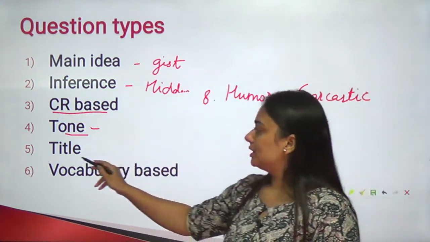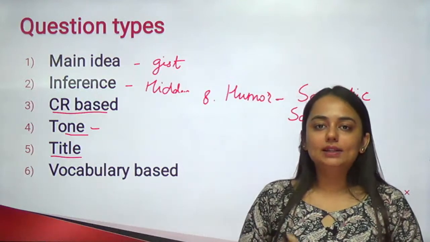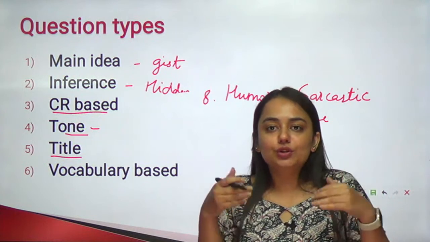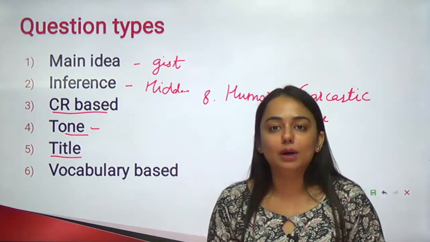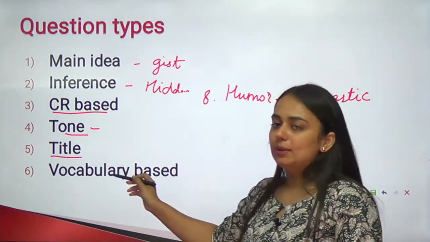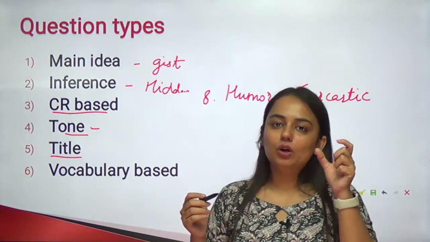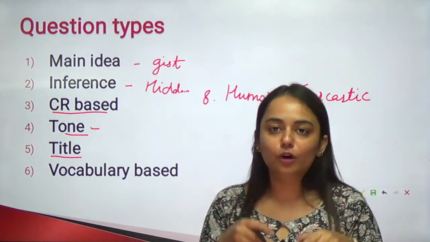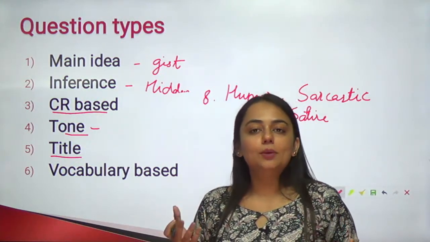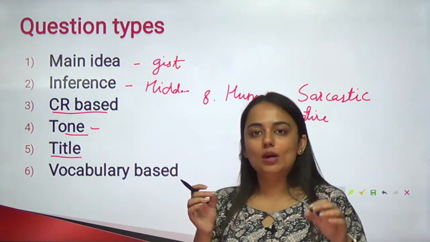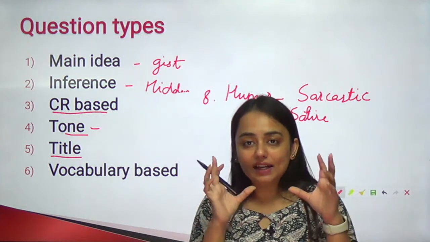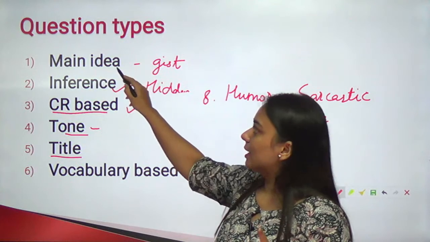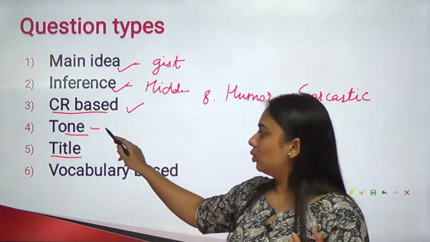Right, the next question type is the title of the passage. A title is that crisp and catchy line, you can say, which introduces you to what you are going to read about. Vocabulary-based questions may pick up a word from the passage and ask you for an antonym or a synonym from the options. Though there are bleak chances of getting a vocabulary question in the CAT exam, because CAT questions are mostly CR type, inference type or main idea type. It can be tone also.